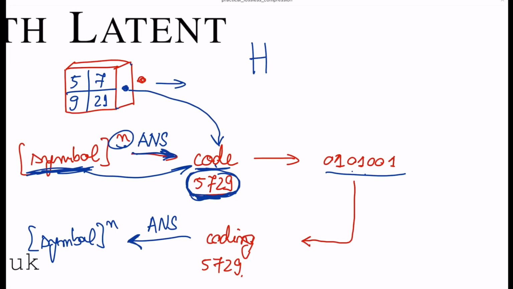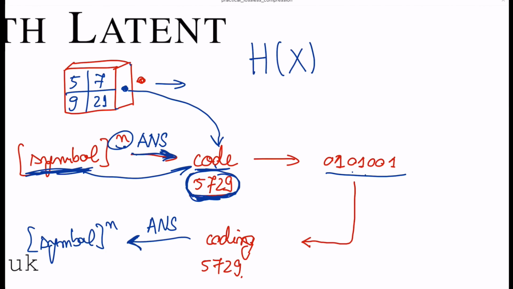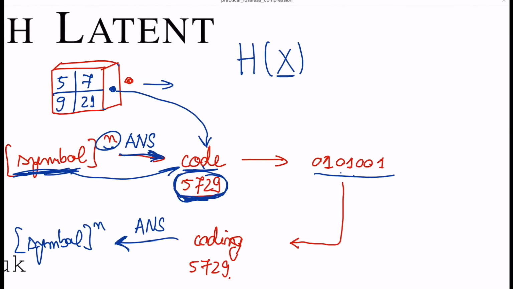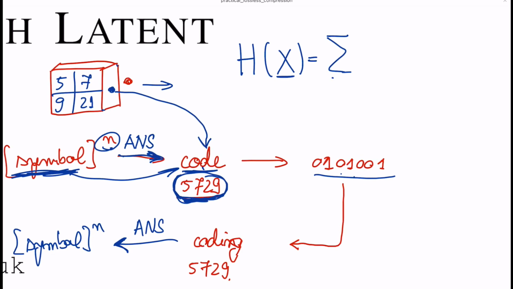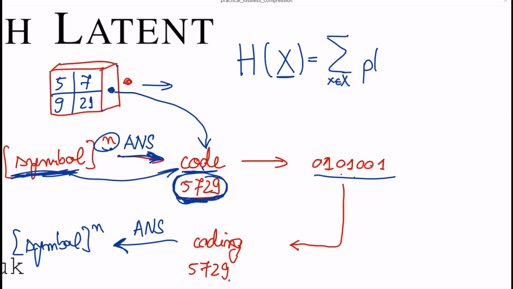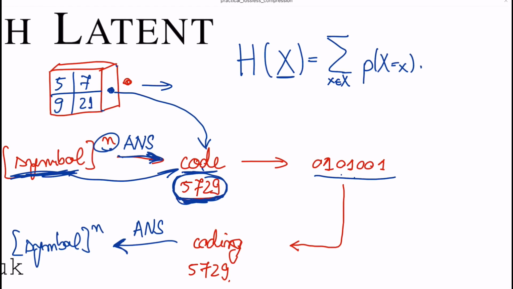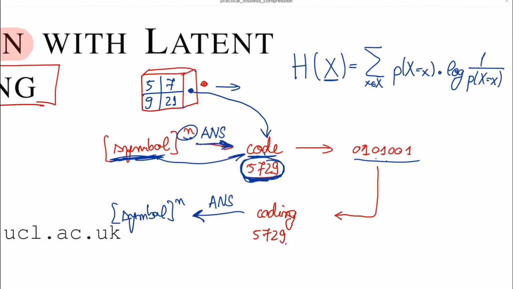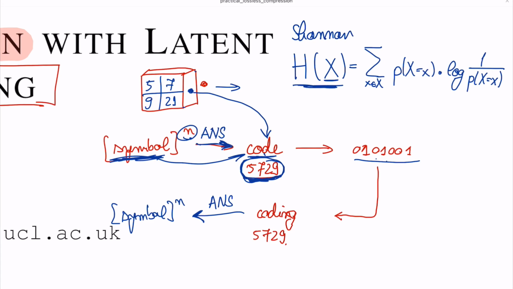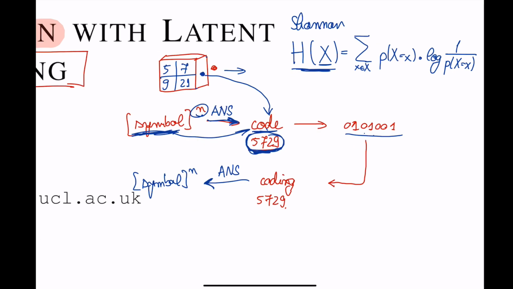Now, I hope you are familiar with the notion of entropy, the entropy of a distribution, right? It's just the sum over all the states of the probability that the distribution gives the state, times the logarithm of 1 divided by that exact same probability. And Shannon told us that we cannot encode better than this. So this is the theoretically best possible thing. Now, what does this actually mean?